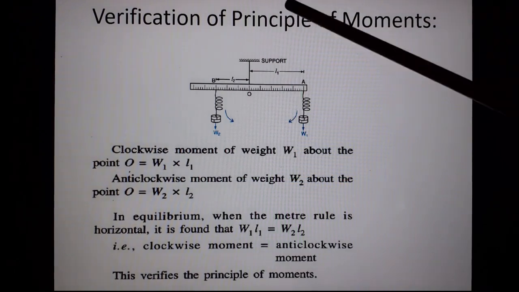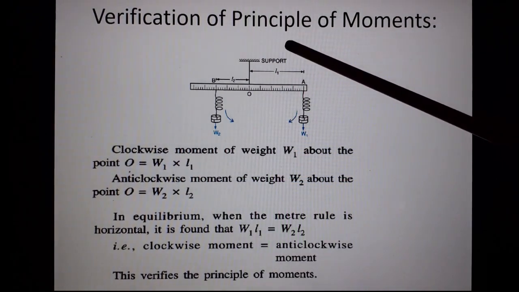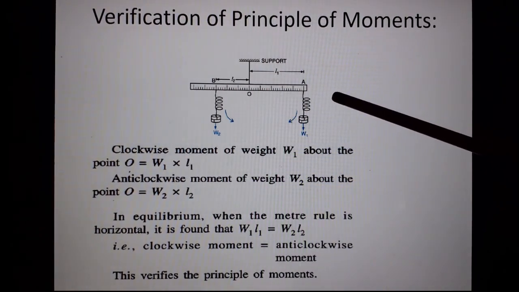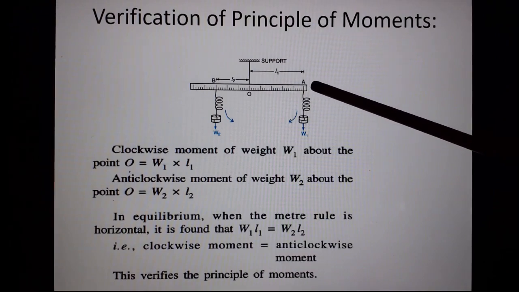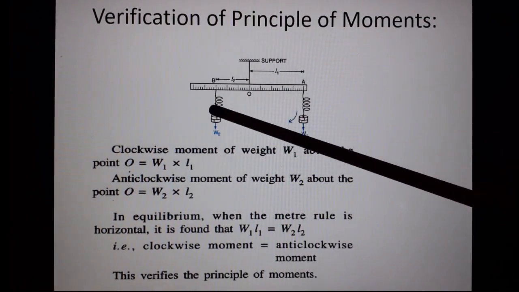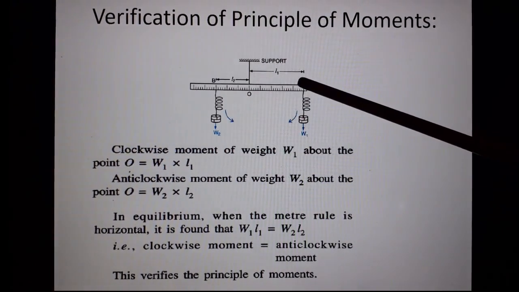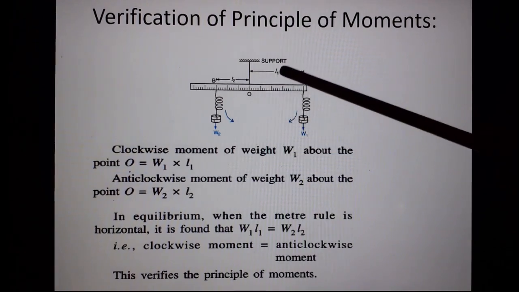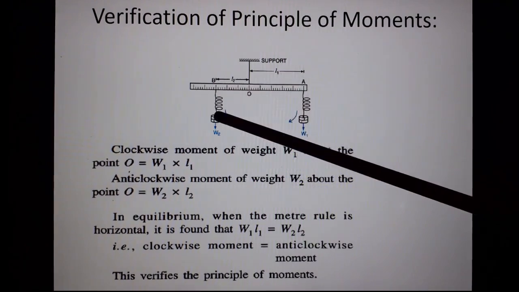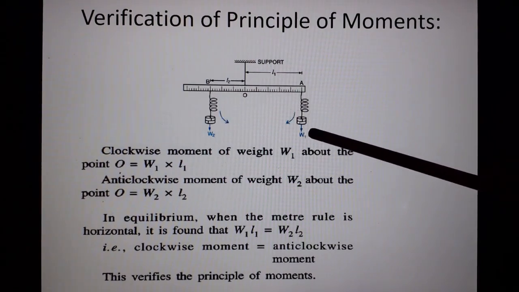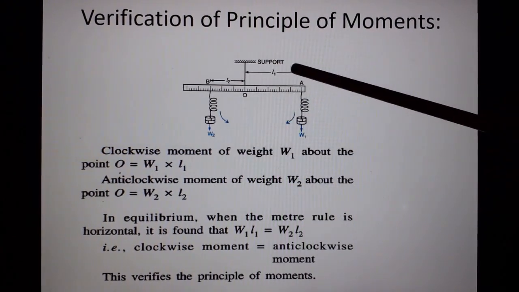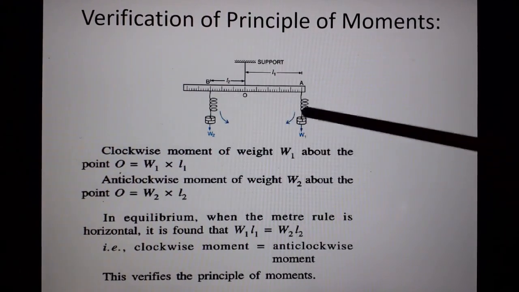Next, we are going to verify what we have studied. Verification of principle of moments. This already we have understood from that example, but now let's see theoretically. Scale pivoted at its center O, two weights W1 and W2 suspended at ends A and B. L1 is the distance of weight W1, L2 is the distance of weight W2. First of all, which weight is producing clockwise moment? W1 produces clockwise moment and W2 produces anti-clockwise moment, right?